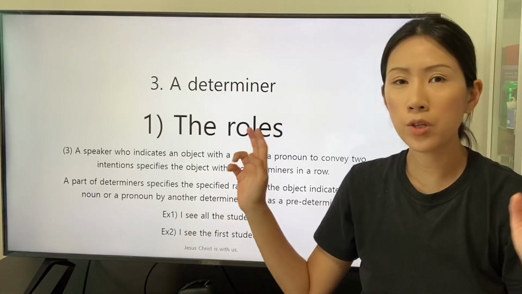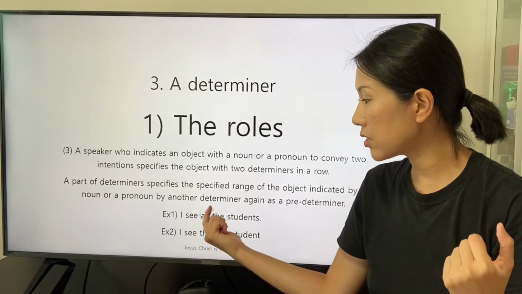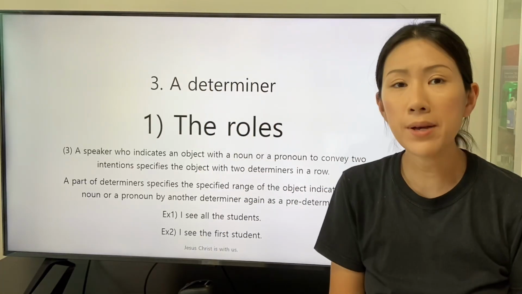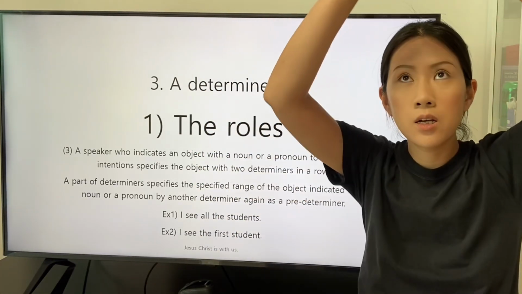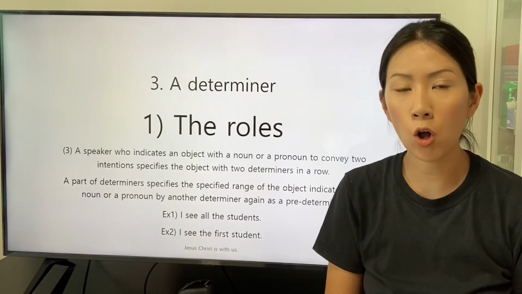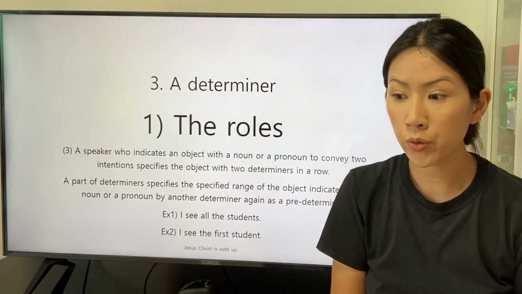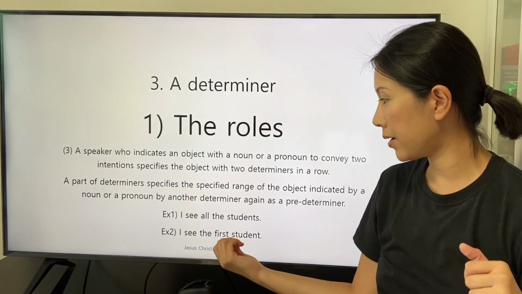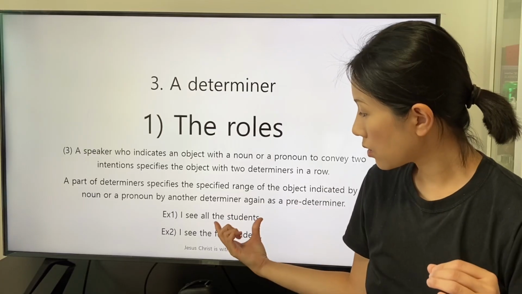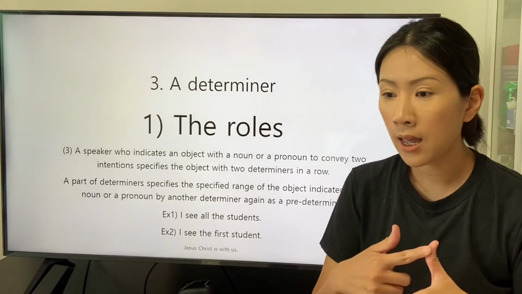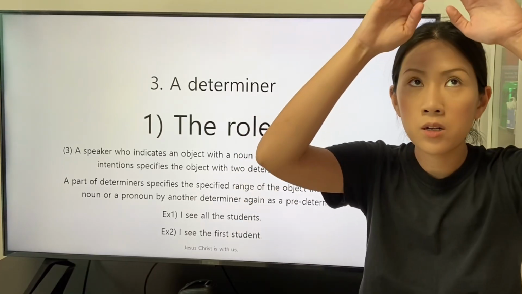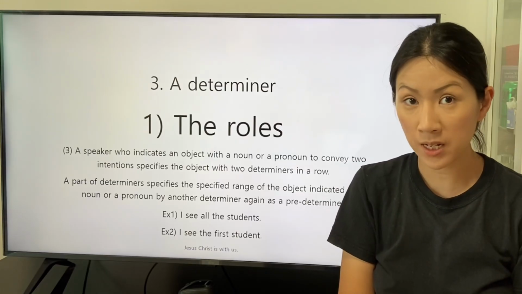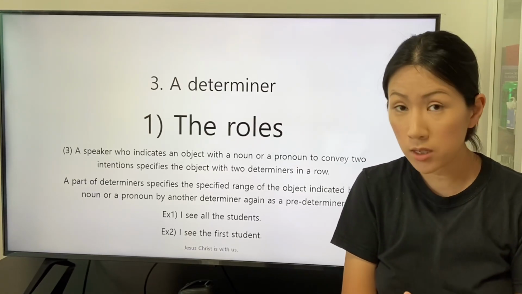So, the specification by the determiner the in the first clause and first in the second clause is like a premise of the indication by the general noun student to indicate the object indicated by the general noun student primarily on the specified range of the object indicated by the general noun student.